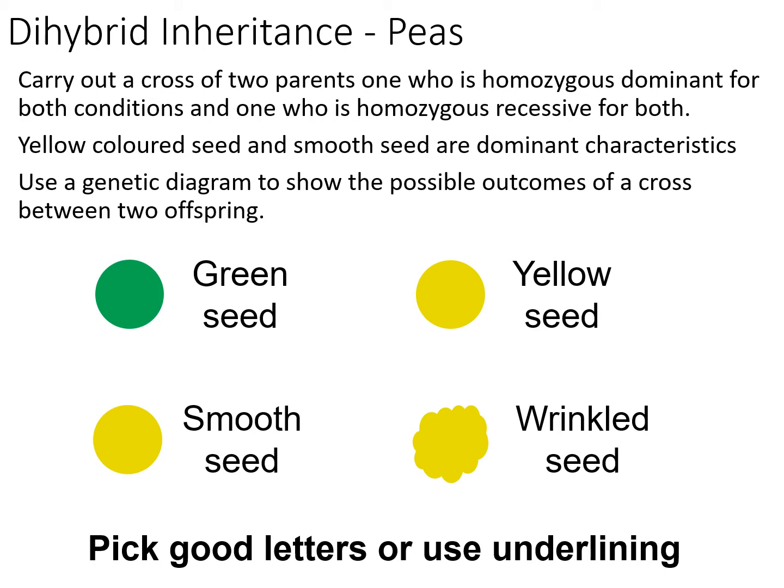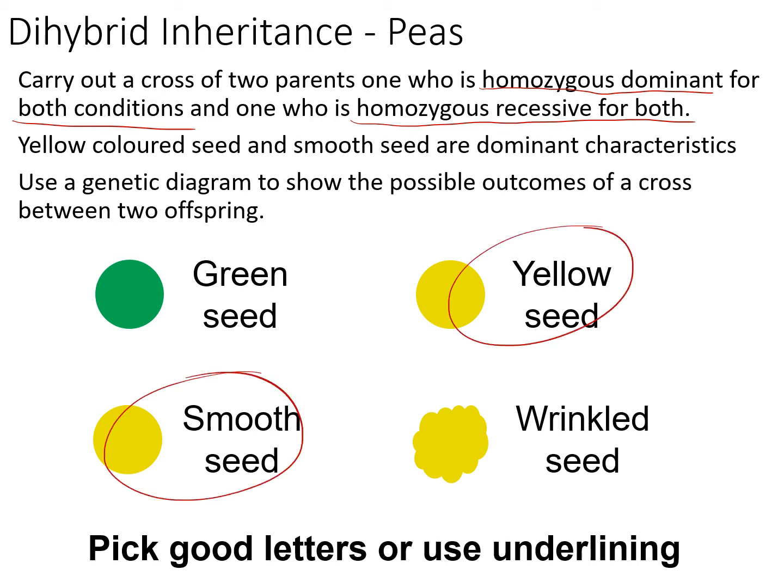it says carrying a cross between two parents. One is homozygous dominant for both conditions, and one is homozygous recessive for both conditions. So we know straight off the genotype of the two parents. It also tells us that yellow seeds and smooth seeds are the dominant characteristics. So our smooth seeds here and our yellow seeds here both need to be capital letters. It doesn't matter which letter we pick. We haven't been given one in the question, but we have to make sure that both the smooth and the yellow are capital letters, with green and wrinkled lowercase.